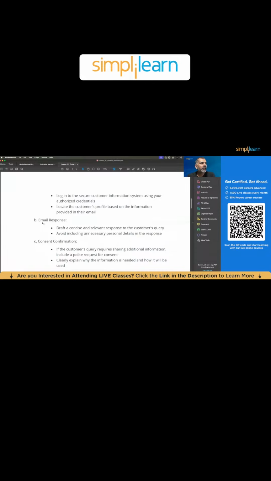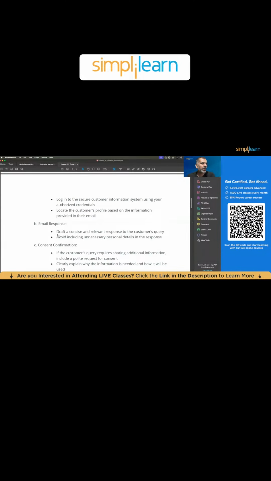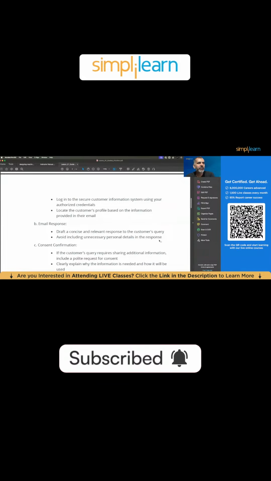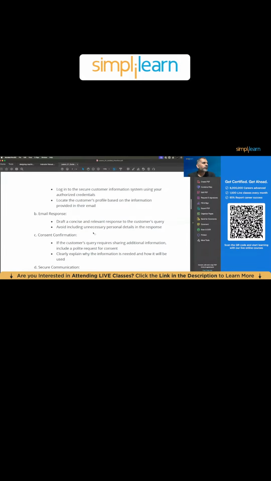Then you can draft an email. It's not that you can share this information on any platform. The particular platform that is used should be secure. So you can draft a concise and relevant response to the customer query. Avoid including any unnecessary personal details in the response. This is what we call the minimization principle. Only use the intended information. Do not add any kind of unnecessary information.